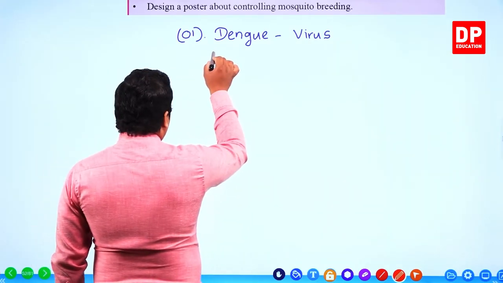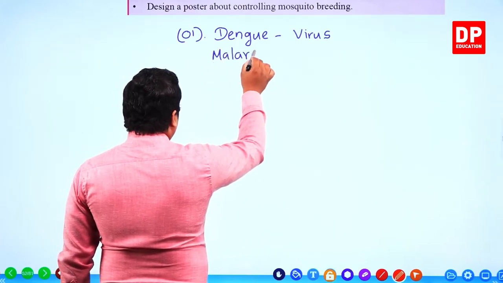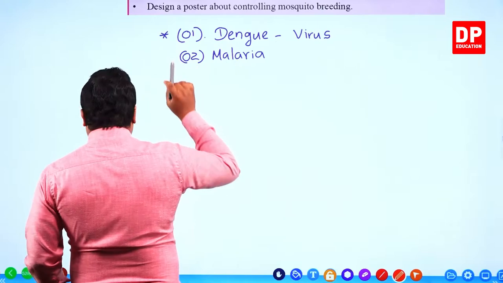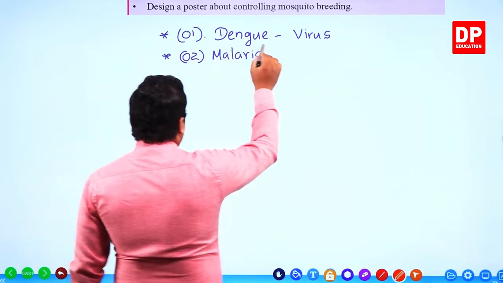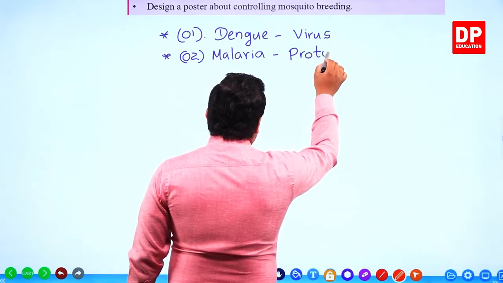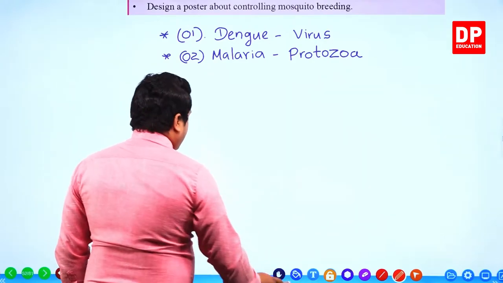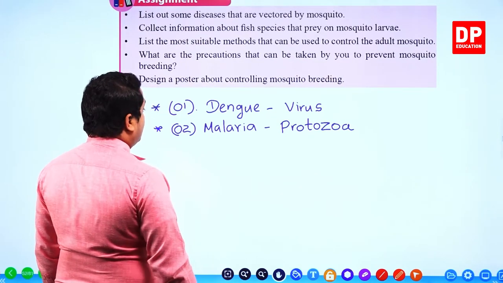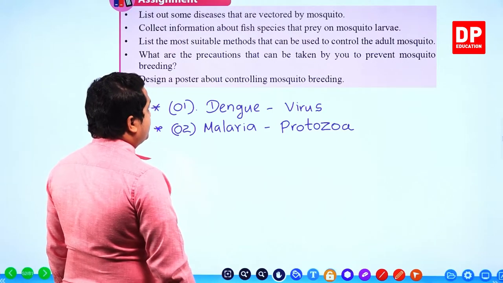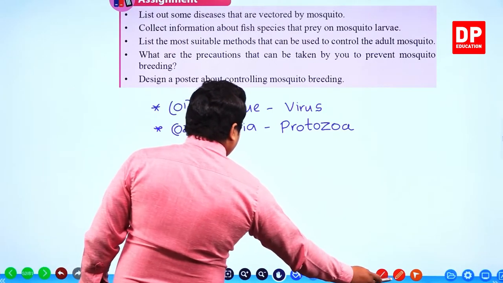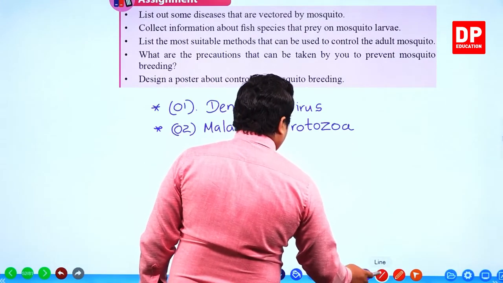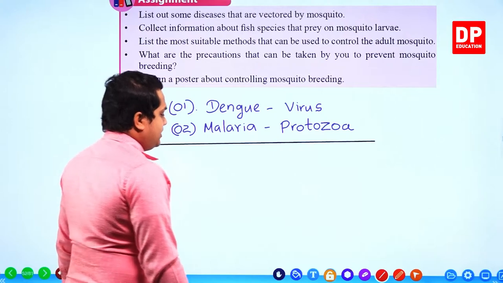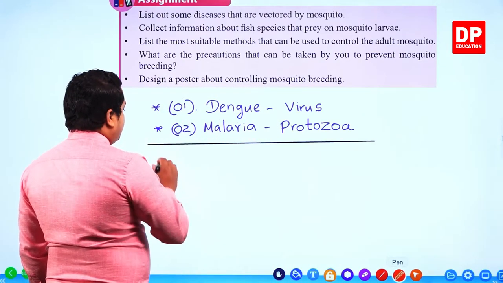Then malaria. In malaria, protozoa is the pathogen. Vector is the mosquito. Protozoa is the pathogen. Okay, so my first support for the first question is now finished. So find out even more. You have to find out even more examples. Then the second one.